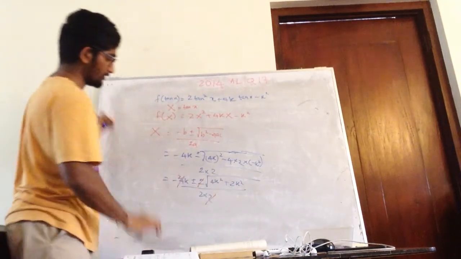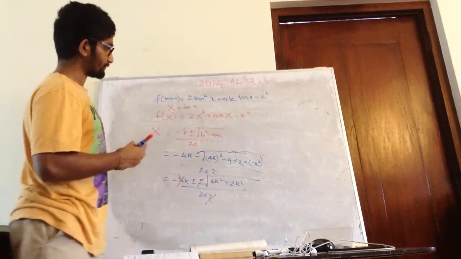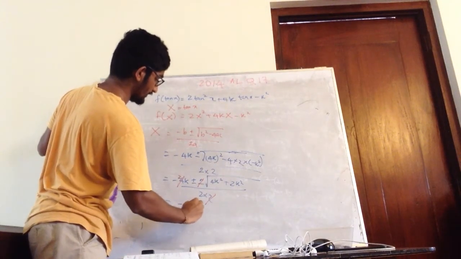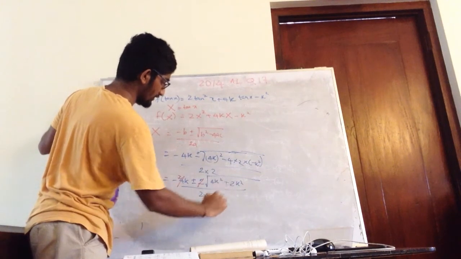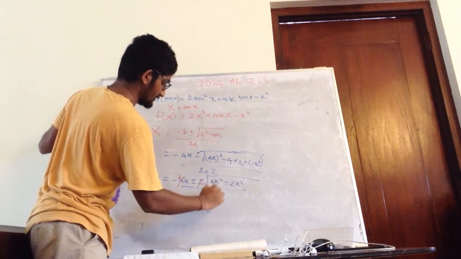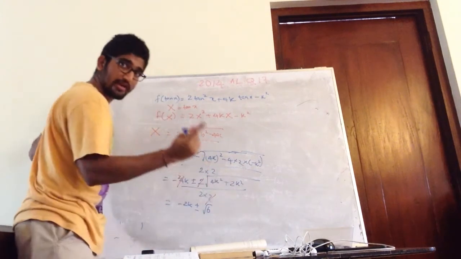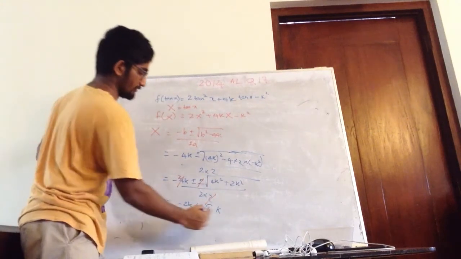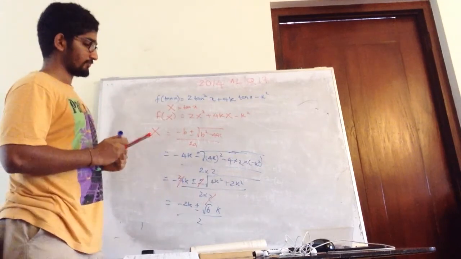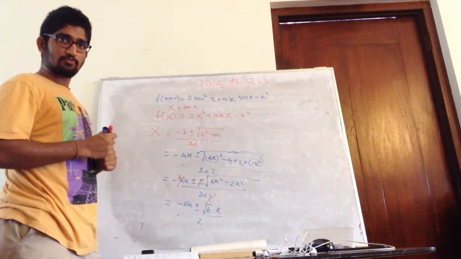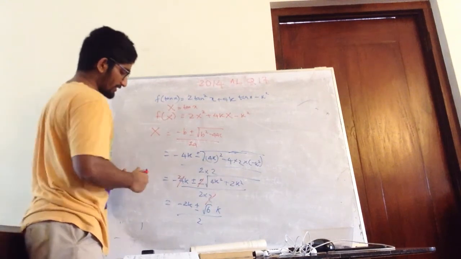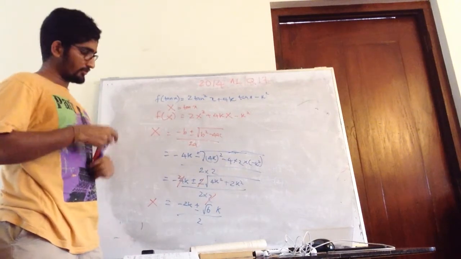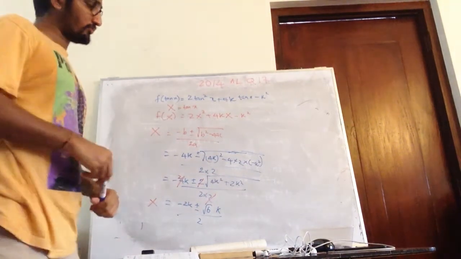So here, then you get minus 2k plus or minus the square root of 6, k squared is k, over 2. Okay? So this is basically a general solution. This is basically a solution for this one. So get this down, and let's continue.